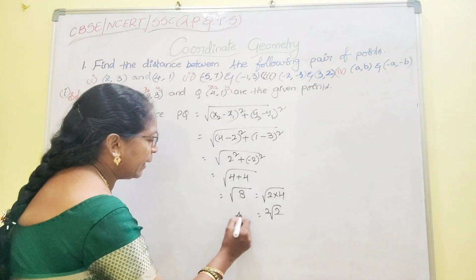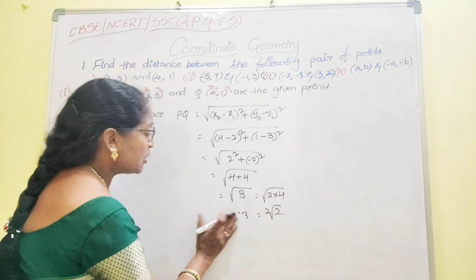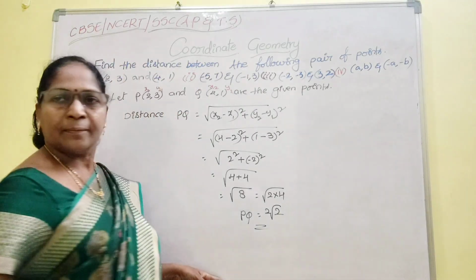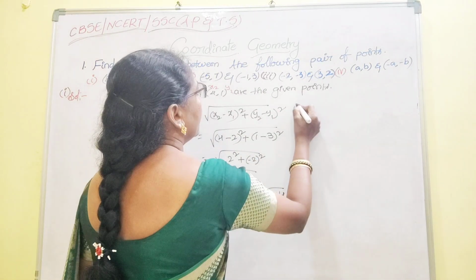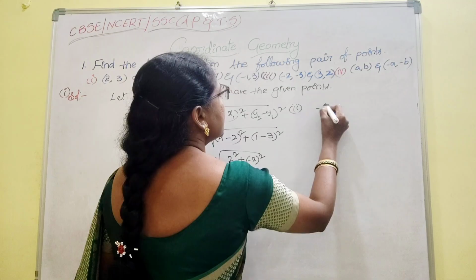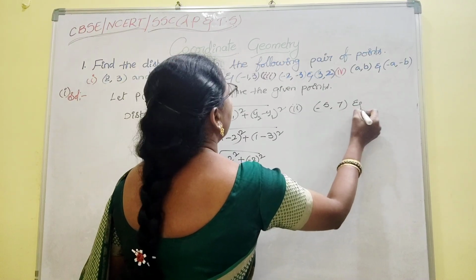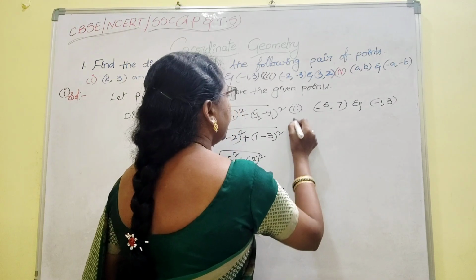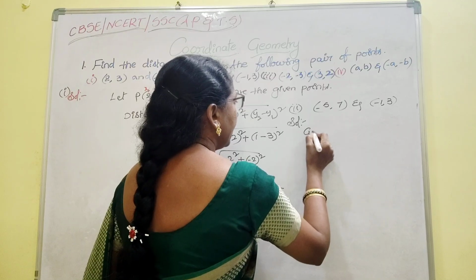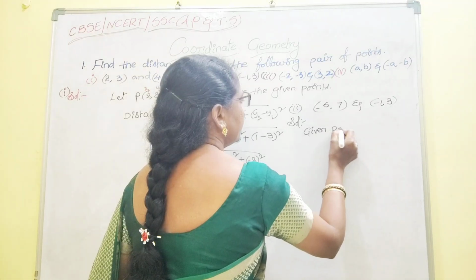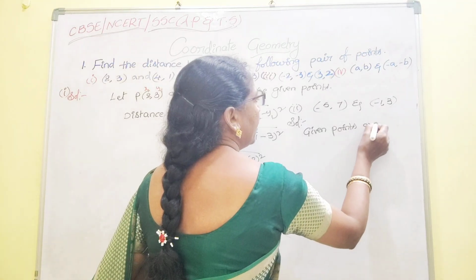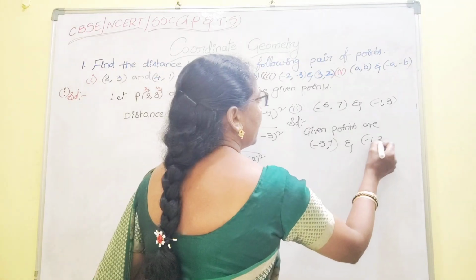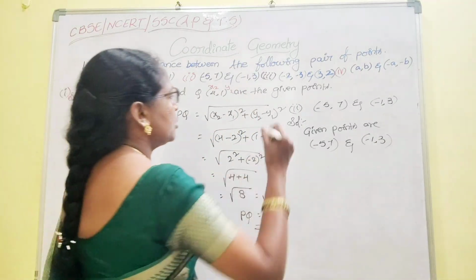So the distance, here we assumed as PQ, so write PQ equals 2 root 2. This is the right answer. And second one, what are the points? (Minus 5, 7) and (minus 1, 3). Again you have to assume that. Directly you can write here the given points are (minus 5, 7) and (minus 1, 3). So write these 2 points.